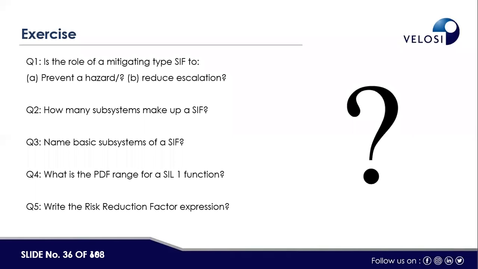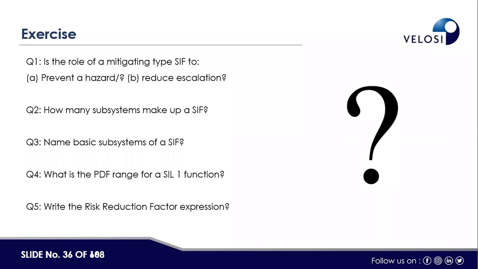Is the role of a mitigating type SIF to prevent a hazard? B, reduce escalation. So the first thing is to reduce escalation, but sometimes an SIF can also prevent a hazard as well. How many subsystems make up a SIF? I discussed earlier also, there are three elements minimum: initiator, logic solver, and final element. Name the basic subsystems of a SIF. Okay, the same question. First three subsystems and then the names which I gave you: initiator, logic solver, and final element.